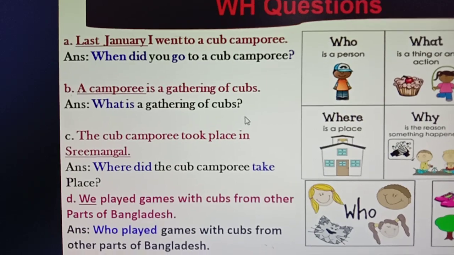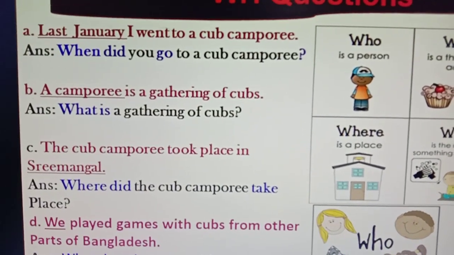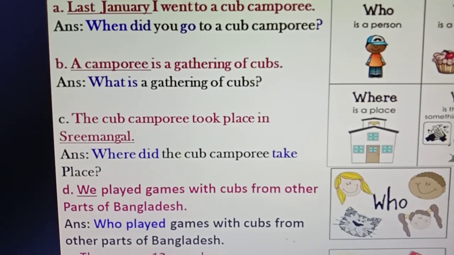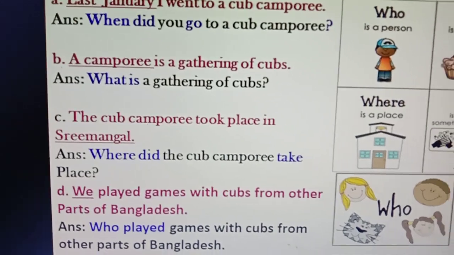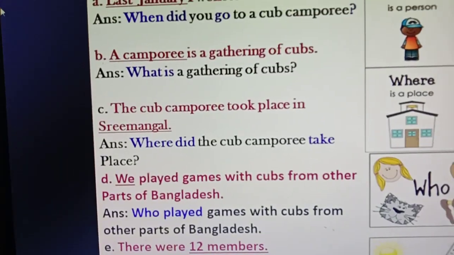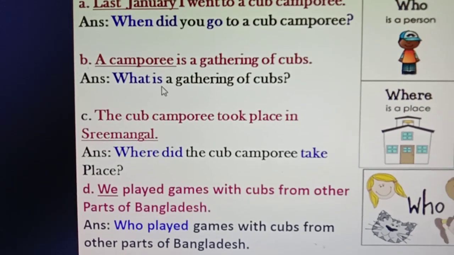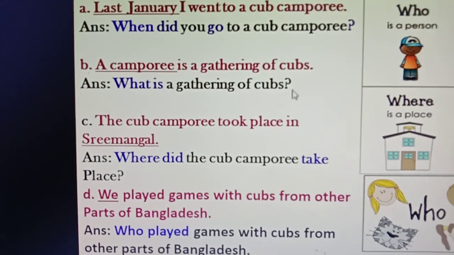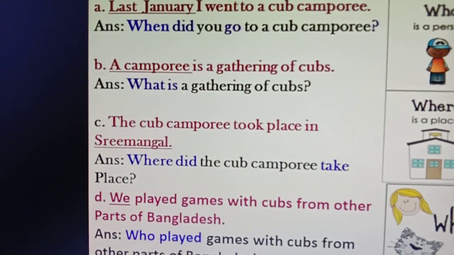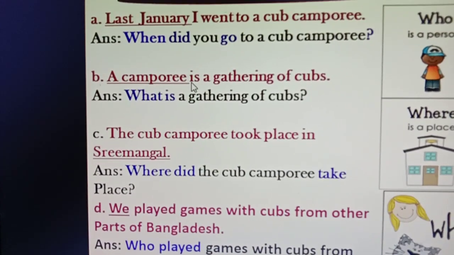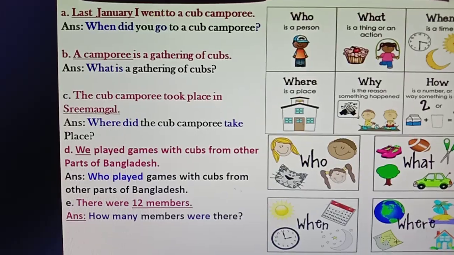So I have already shown you this rule, that is when, what, who, which and whose. These four things become the subject of the WH question, that is subject of the sentence. You are not going to use the auxiliary verb. So here you can see is the main verb, that's why I have used here is. Okay, what is a gathering of cups? Boys, you know that am, is or was are the auxiliary verbs, but you have to remember that when they sit alone in a sentence, they become the main verb of the sentence.